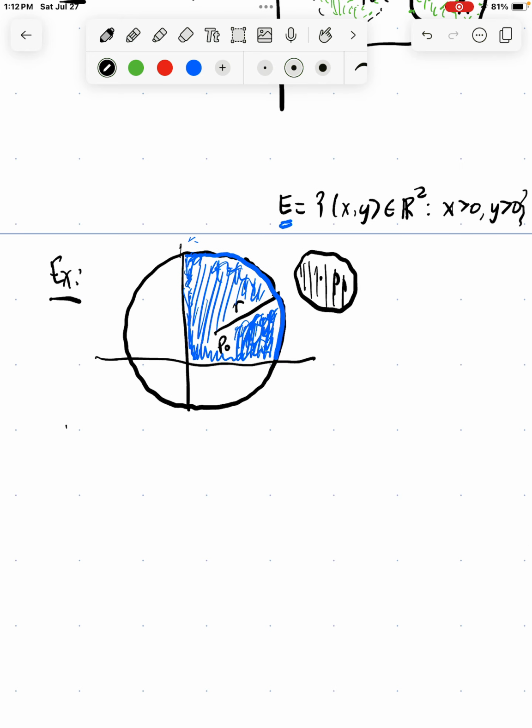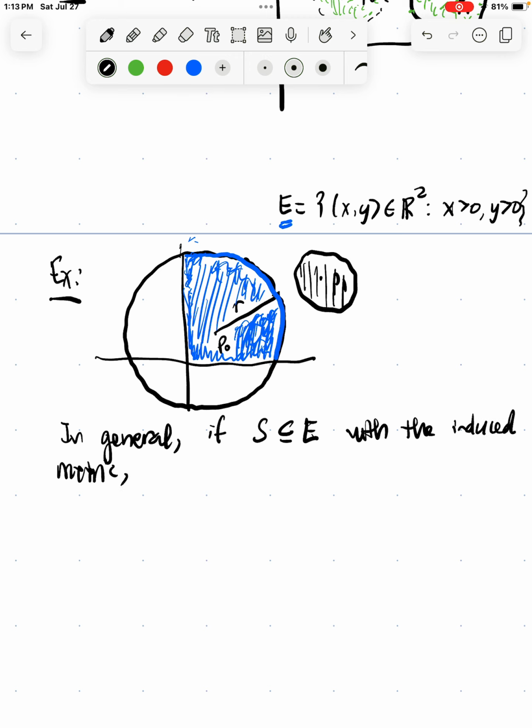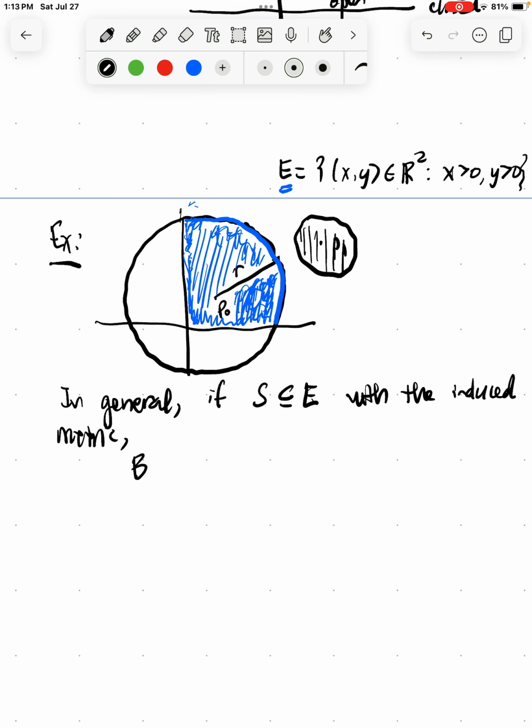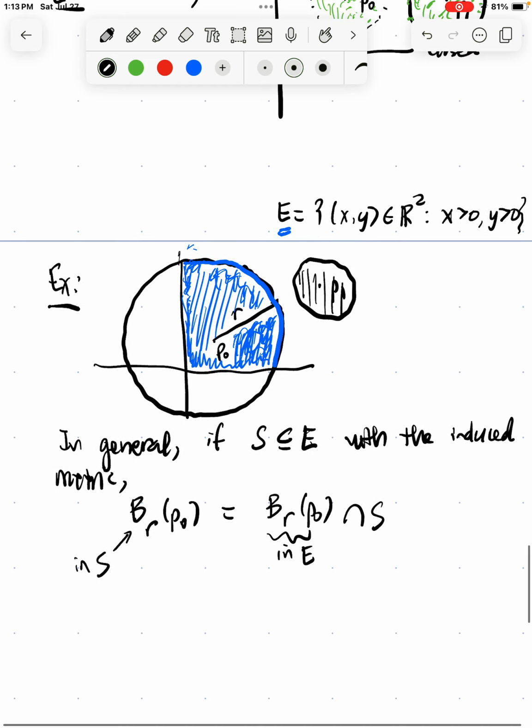So in general, if S is a subset of E, so let's say E is a metric space and S is a subset with the induced metric, then a ball centered at P naught of radius R in S, so this is the open ball in S, is just the open ball of radius R centered at P naught in E intersected with S.